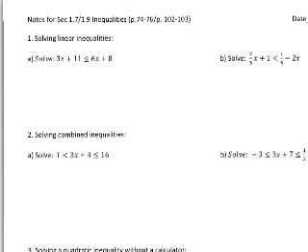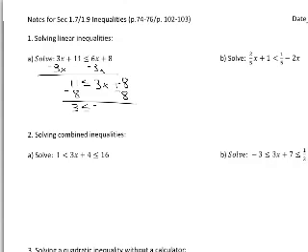What you want to do is I like to subtract the lower terms. I'm going to subtract 3x from both sides and get 11 is less than or equal to 3x plus 8. Then I'm going to subtract the 8 from both sides and get 3 is less than or equal to 3x. And I want to get x by itself, so I'm going to divide the right-hand side by 3 and then divide the left-hand side by 3. And that gives me 1 is less than or equal to x, which is also the same as x is greater than or equal to 1.